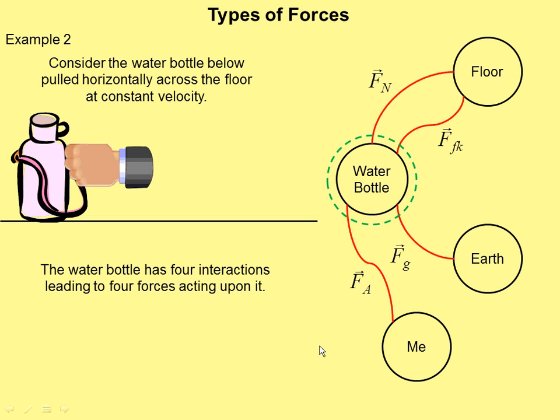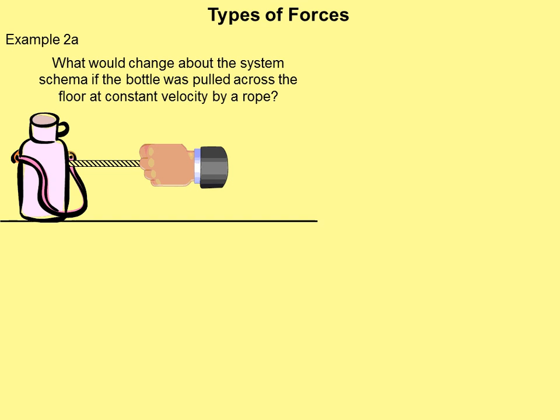All right, one more example. What would change about our system schema here if the bottle was pulled across the floor at constant velocity, this time by a rope? So this is supposed to be a rope right here. So I'm pulling on the rope, right? But the rope is pulling on the water bottle. So watch and listen again.